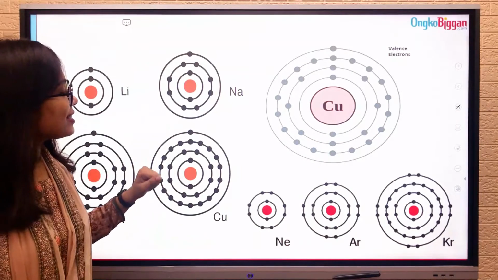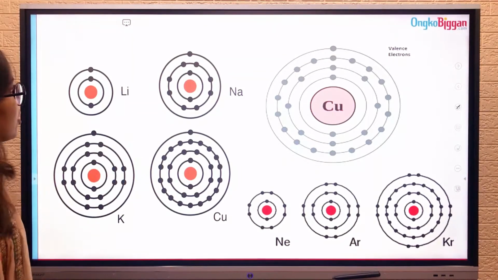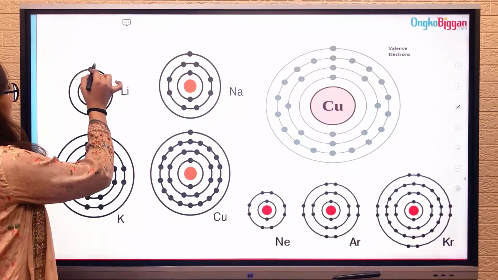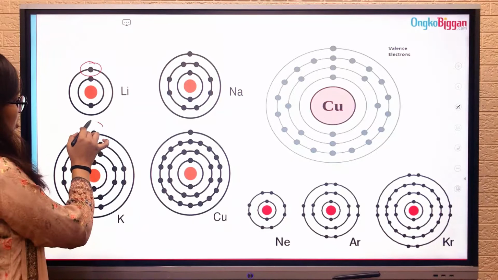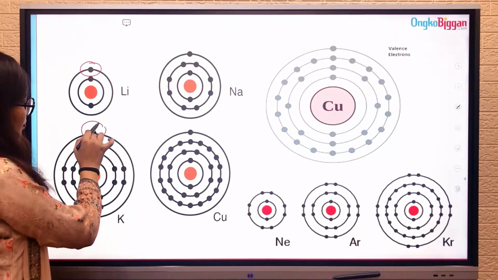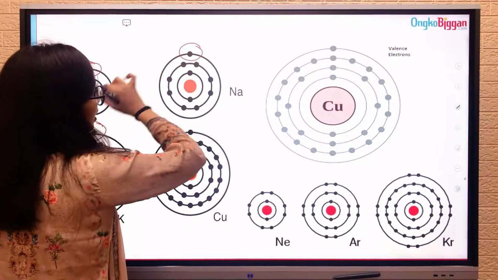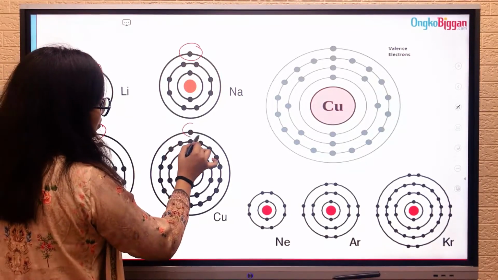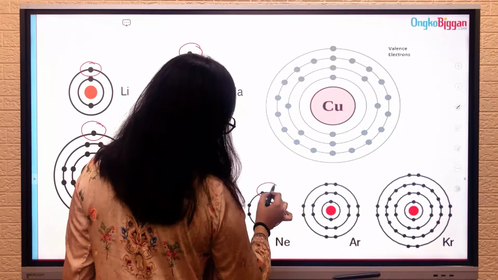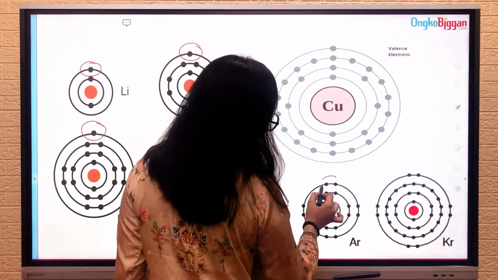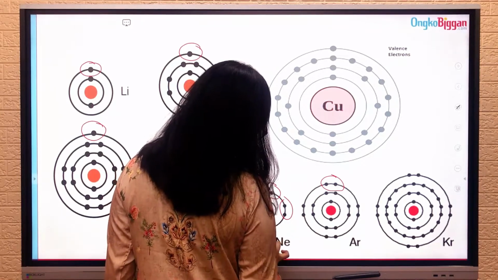So here you can see the electronic configurations of different elements, right? Let's see for lithium. Lithium over here has only one electron on its outer shell. Potassium over here has 2 electrons on its outer shell. Sodium over here has 1 electron. Copper only has 1 electron. Neon has 2 electrons.